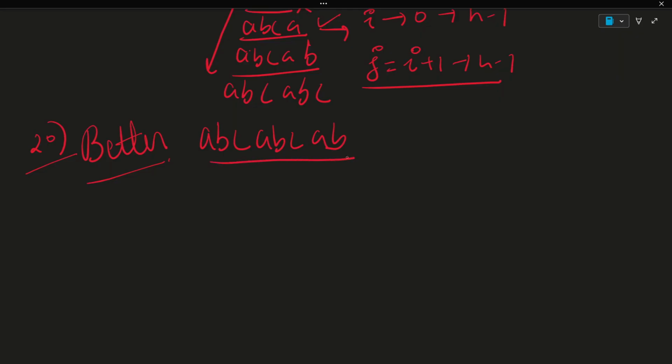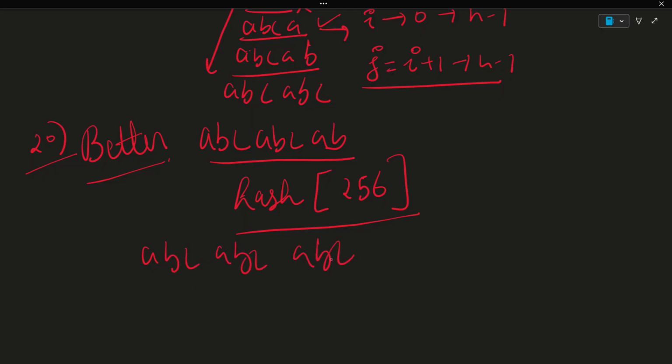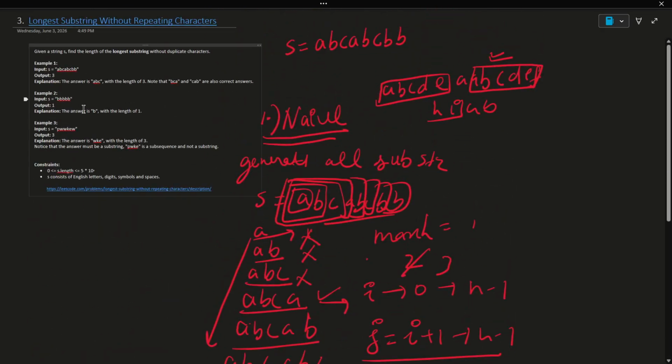and A, B. A better approach to this question would be to have a hash map of 256 characters. Now we are going to iterate over the string. Okay, let's make it A, B, C, B now. Yeah, this was the string: A, B, C, A, B, B.